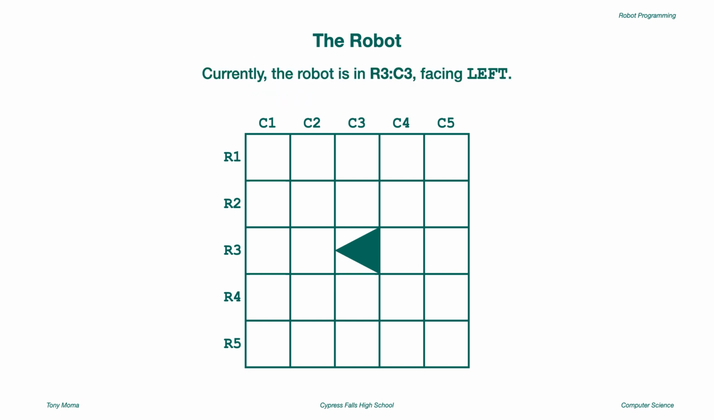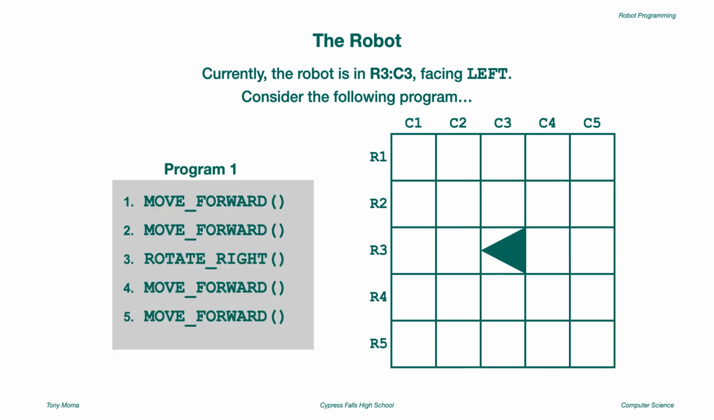With that all said, currently our robot is in R3C3 facing left. Consider the following program. Here we have a program with 5 statements. Suppose we were to execute each of these statements in order, starting with line 1. Line 1 says to move forward, so the robot moves forward in the direction it's facing. Line 2 says to move forward again, so we move forward.